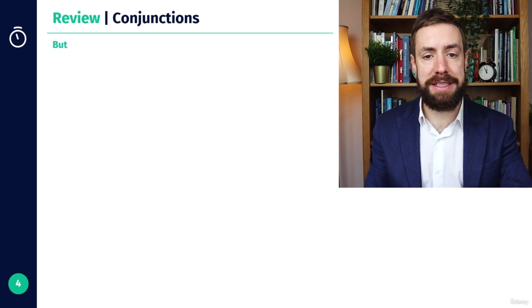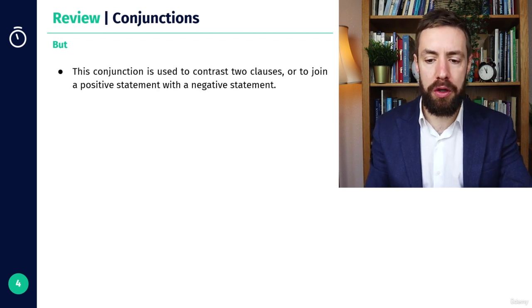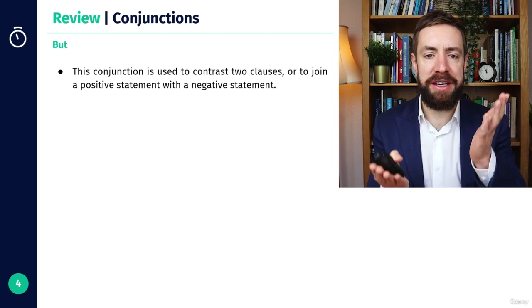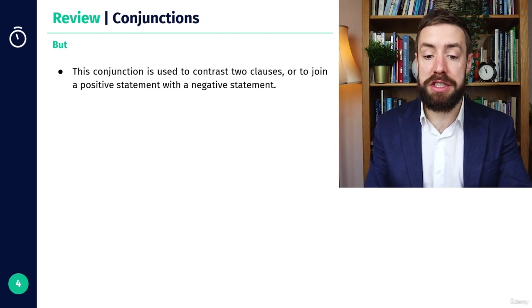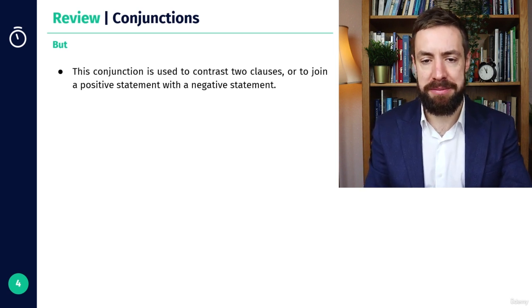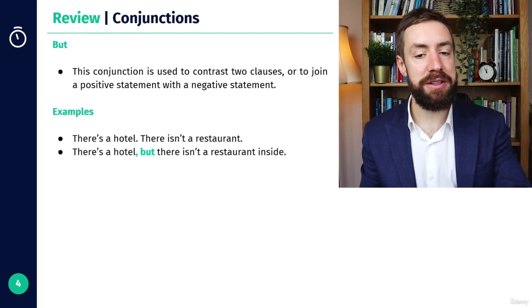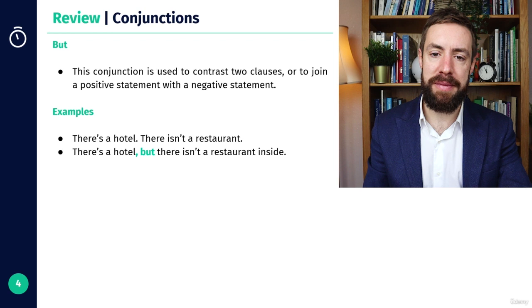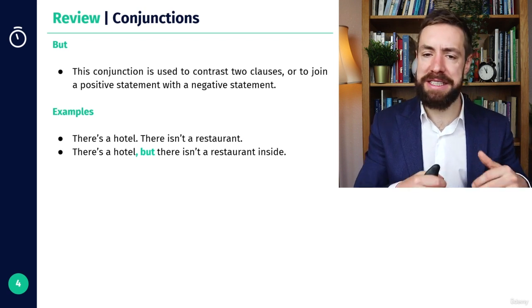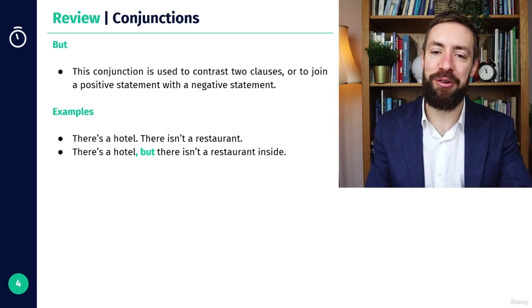The next conjunction to look at is "but." So let's take a look at "but." This conjunction is used to contrast two clauses. So when you're saying two things are kind of disagreeing with each other, or to join a positive statement with a negative statement. All right, let's see some examples. There's a hotel, there isn't a restaurant. There's a hotel, comma, but there isn't a restaurant inside. Okay? So the hotel is, let's say, the positive thing, and the lack of the restaurant is the negative thing, because now we'll be hungry.